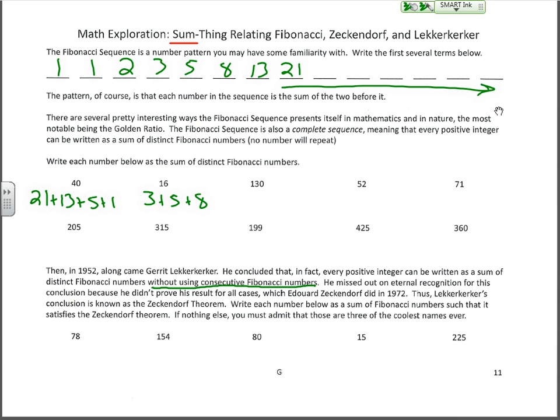So for 16, 3, 5, and 8, well, they're all consecutive. So how could I rewrite that using Zeckendorf's theorem using non-consecutive numbers? How about 3 and 13? Okay. That would satisfy Zeckendorf's theorem. So your job with the 5 numbers below there is to write each of these as a sum without using consecutive Fibonacci numbers. That would be numbers that appear next to each other in the sequence.